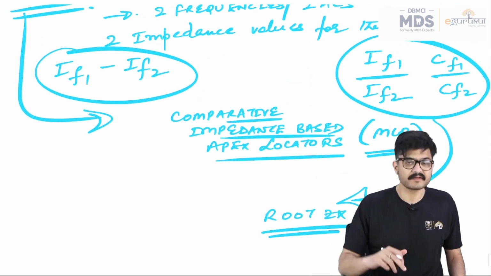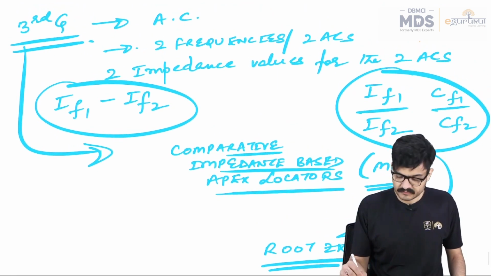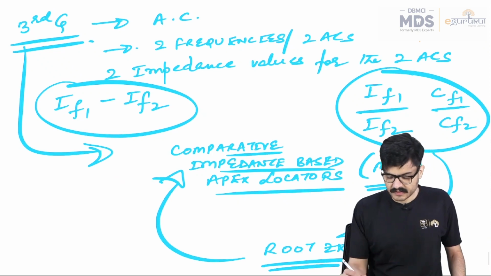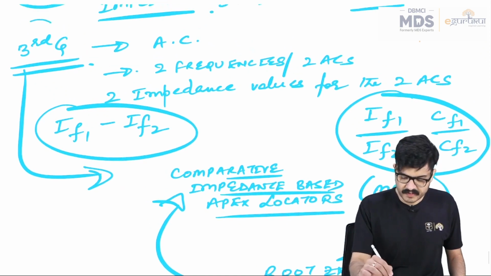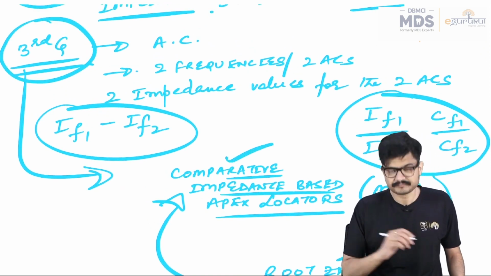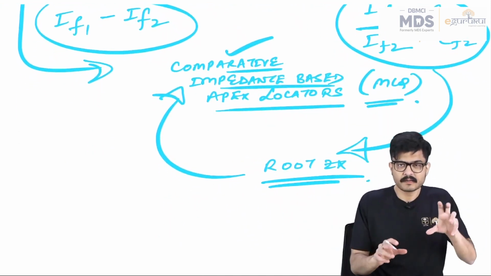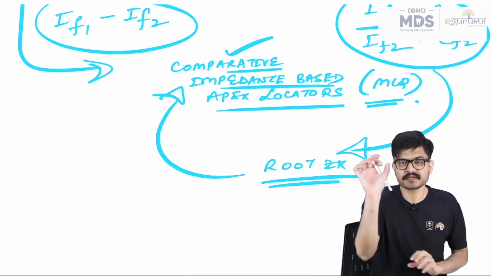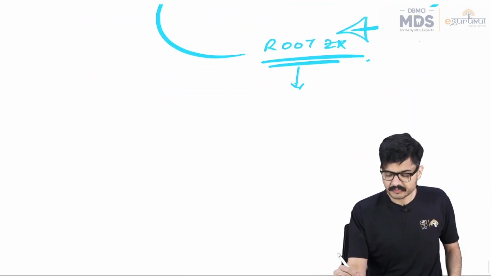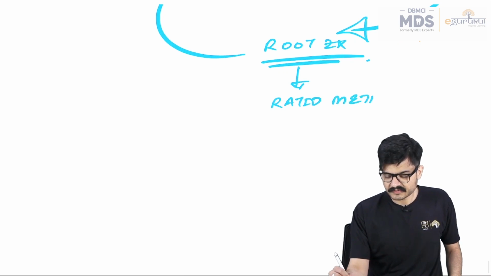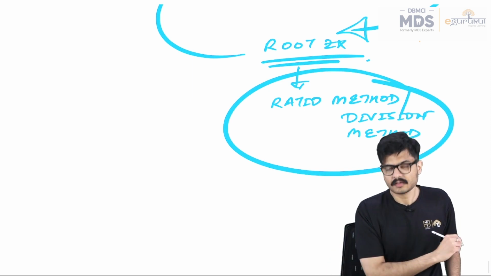It is based on comparative impedance, right? So it's a third generation. It's based on comparative impedance. And the third important point is, within comparative impedance, between the difference and the ratio, it utilizes the ratio method. That's your next important MCQ. So Root ZX utilizes the ratio method or the division method to determine the working length.